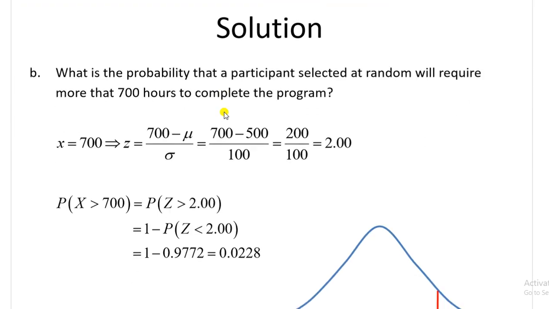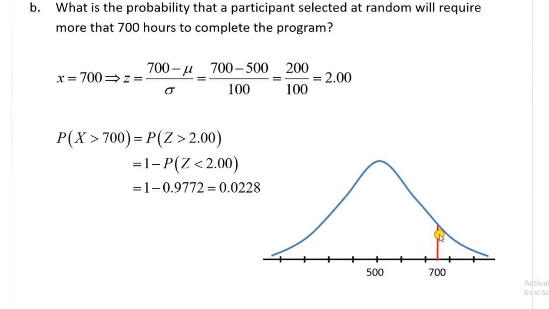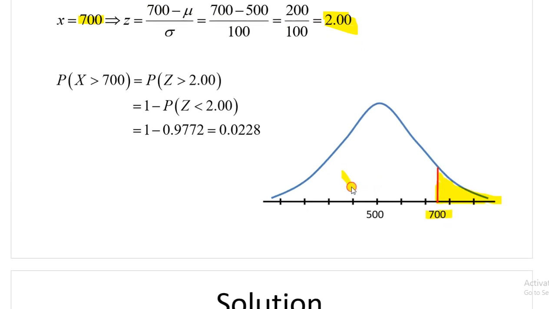Now in the second part it was more than 700. More than 700 means I'm interested in the right side of 700. And you remember, the right side does not come directly from the table. First of all, I will convert 700 into a z-score, that is 2. If you look in the table 2.00, it will give you the probability to the left. So how will I find the probability to the right? By subtracting it from 1. So this probability will be 1 minus the probability of z less than 2.00.